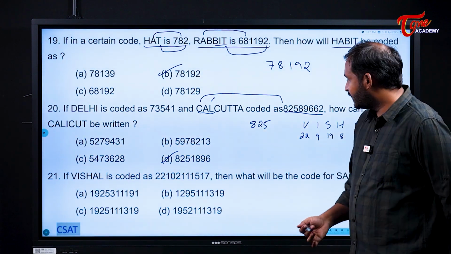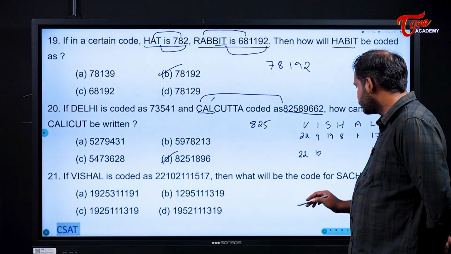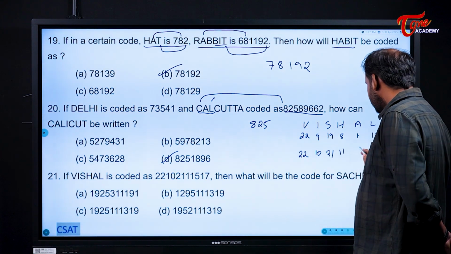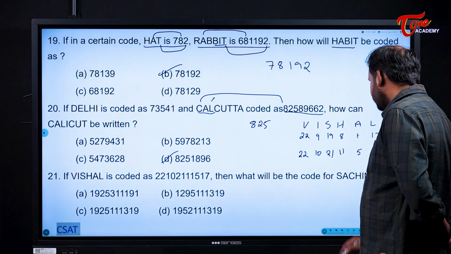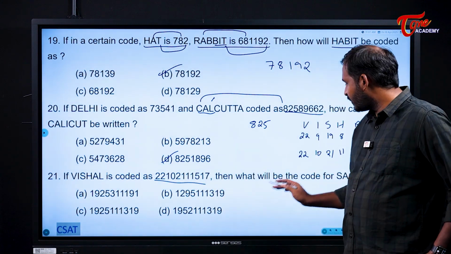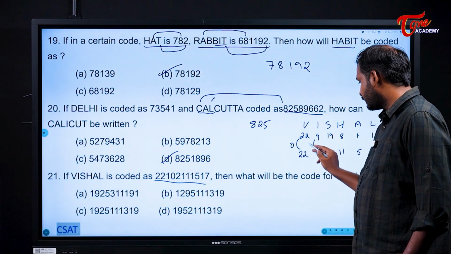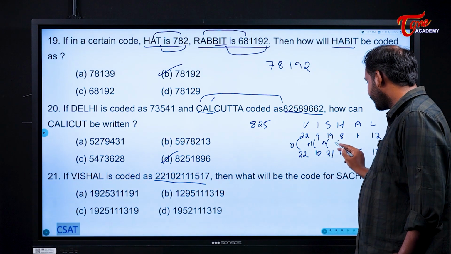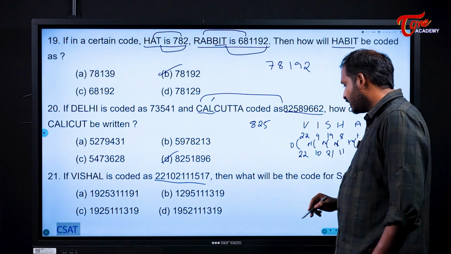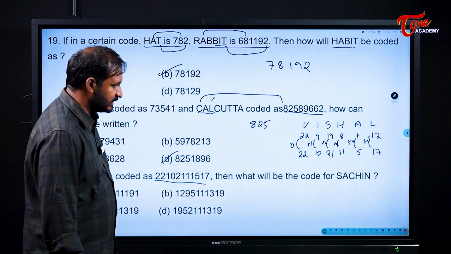But what actually it became, please observe here. 22, 10, 21, 11, 5 and 17. This is the code. See, in this case, please be careful. Try to write it in a careful manner so that you learn. So what you will get here? 0, plus 1, plus 2, plus 3, plus 4 and plus 5. Nothing but plus 0, plus 1, plus 2, plus 3 and so on. Then what is the code for Sachin? That is the question for us.